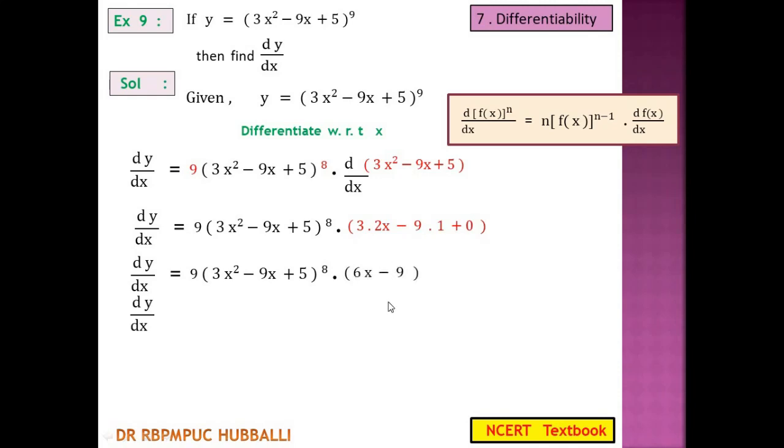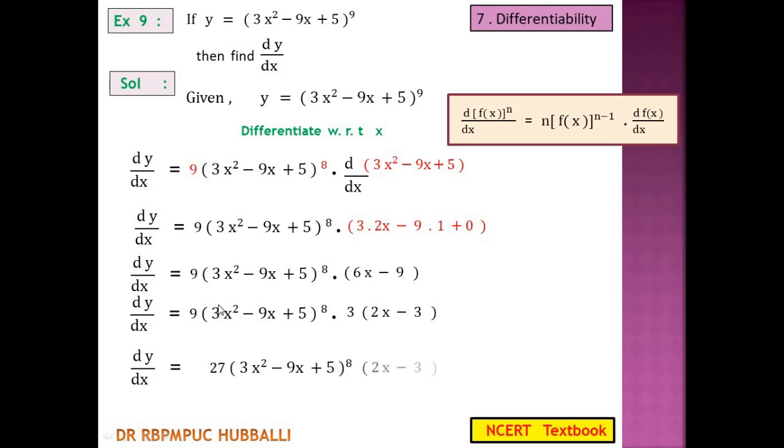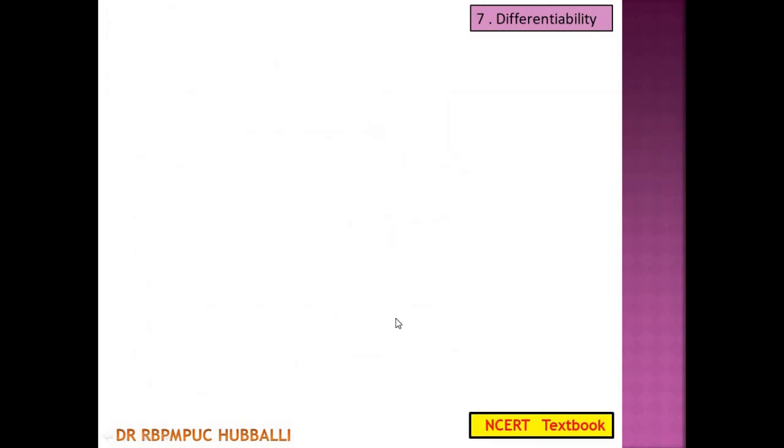Okay, so here you can simplify in any manner. You can keep the 6x minus 9 as it is, otherwise you can take 3 common, then you can write this as 2x minus 3. And this 3 into 9, if you multiply, it becomes 27, (3x square minus 9x plus 5) whole raised to 8 and (2x minus 3) as it is. So this is the final answer. Here only you can end the answer. Further, if you want, you can simplify like this. In this we can take 3 common. I hope you understood. So go for the next example.